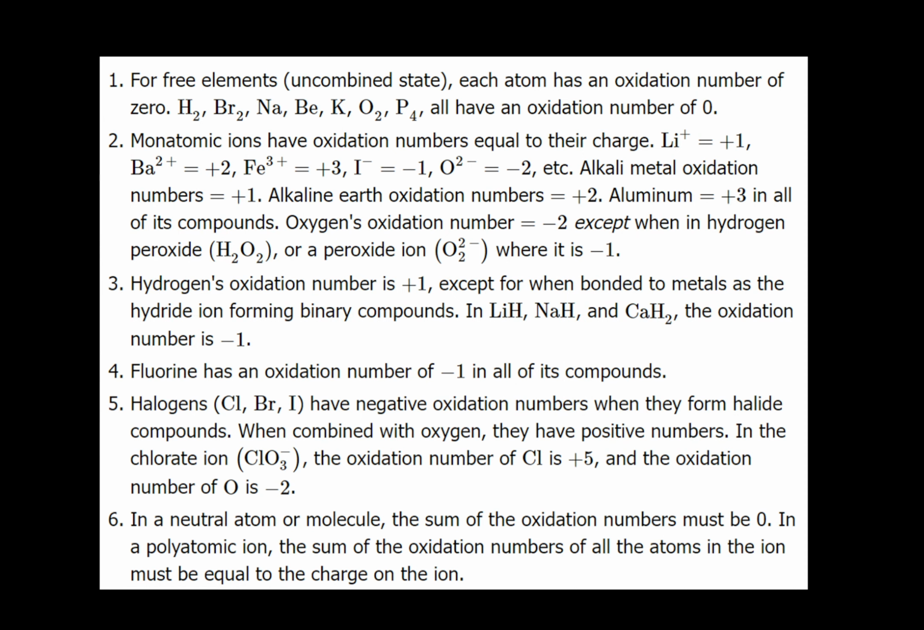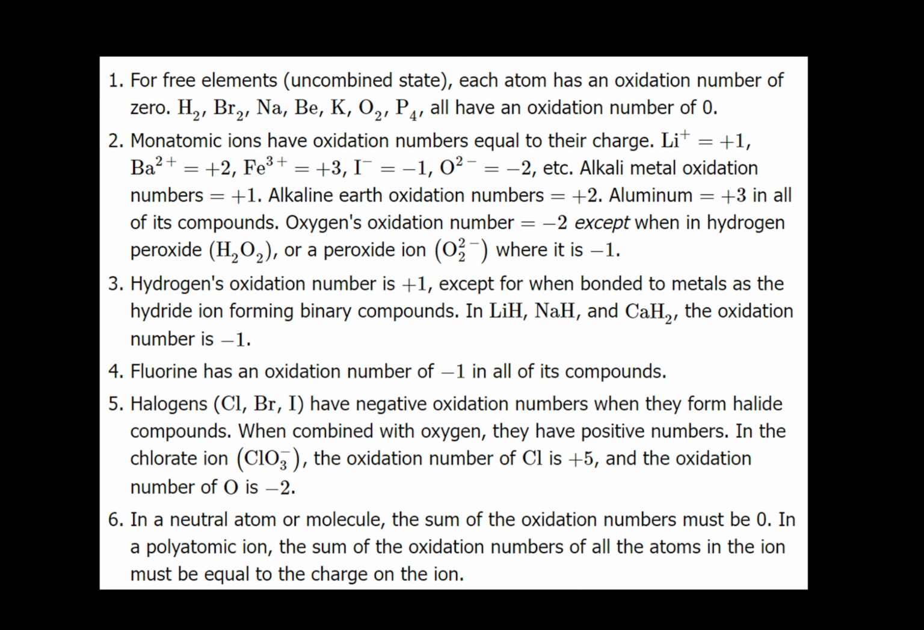Number two, the monatomic ions. As I go through it, if you have any questions, you just let me know. The monatomic ions have oxidation states equal to their charge. So any ion that is monatomic, it alone bears a charge. That charge is equal to its oxidation number. So the lithium ion has a plus charge there, therefore its oxidation state is +1. Barium's 2 plus ion has an oxidation state of +2. Iron's 3 plus ion has an oxidation state of +3.